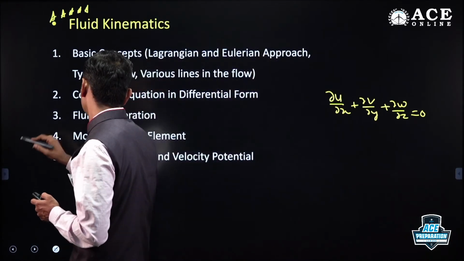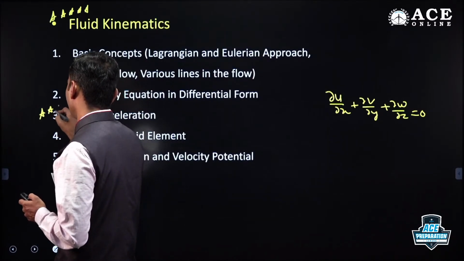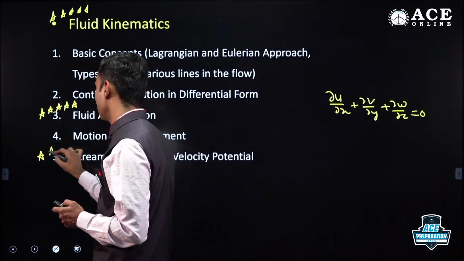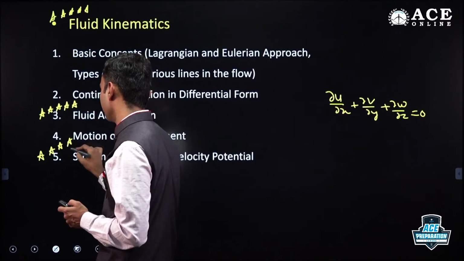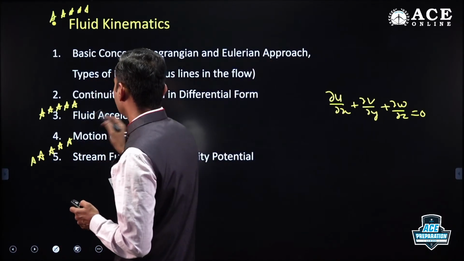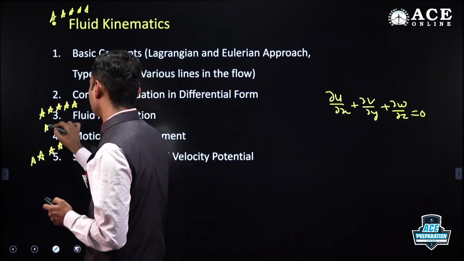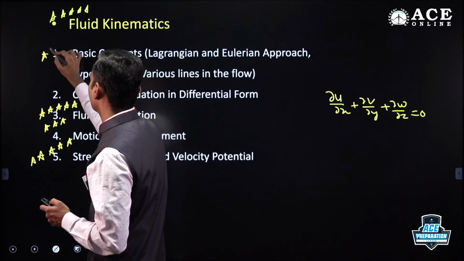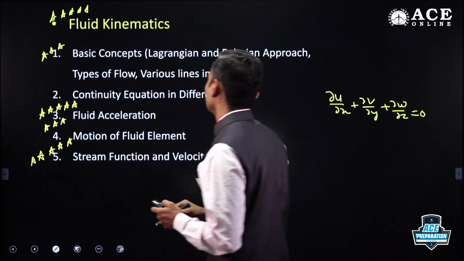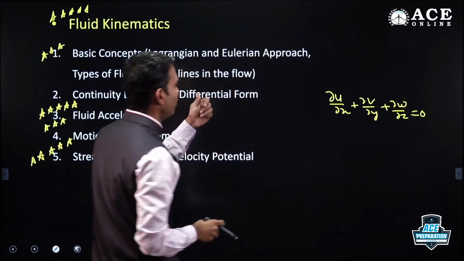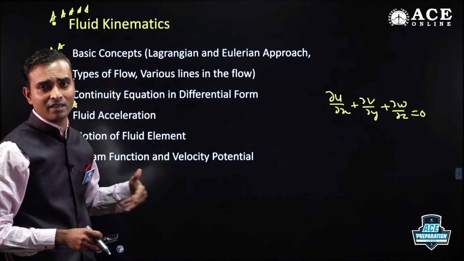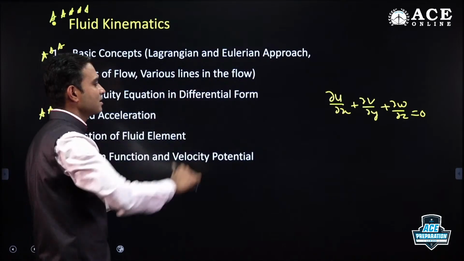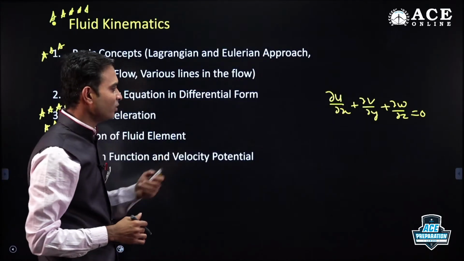almost everything is important. Still, maximum questions you will get on fluid acceleration. After that, you will get questions on stream function and velocity potential. After this, you will get almost equal questions on motion of fluid element and basic concepts. In basic concepts, you have to study Lagrangian and Eulerian approach, various types of flow such as steady, unsteady, uniform, non-uniform, rotational, irrotational, etc., and various lines such as streamline, path line, streak line and so on.